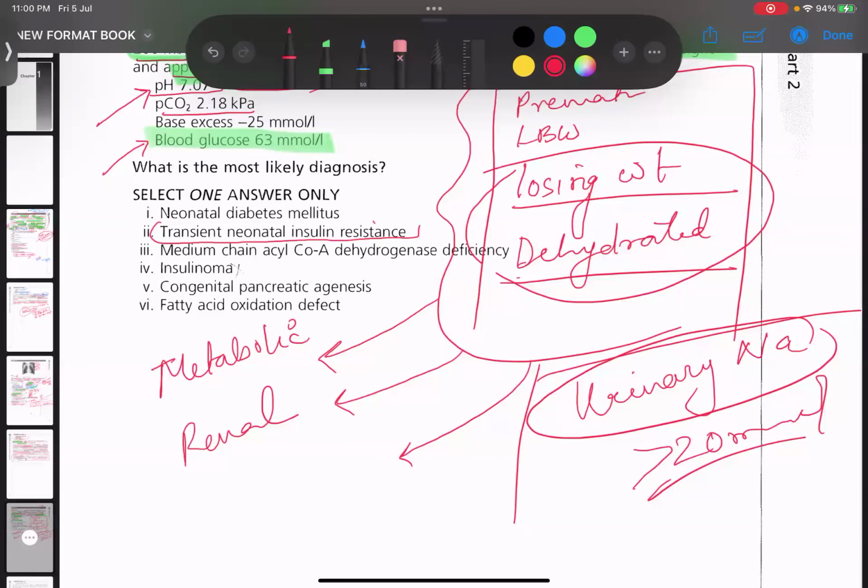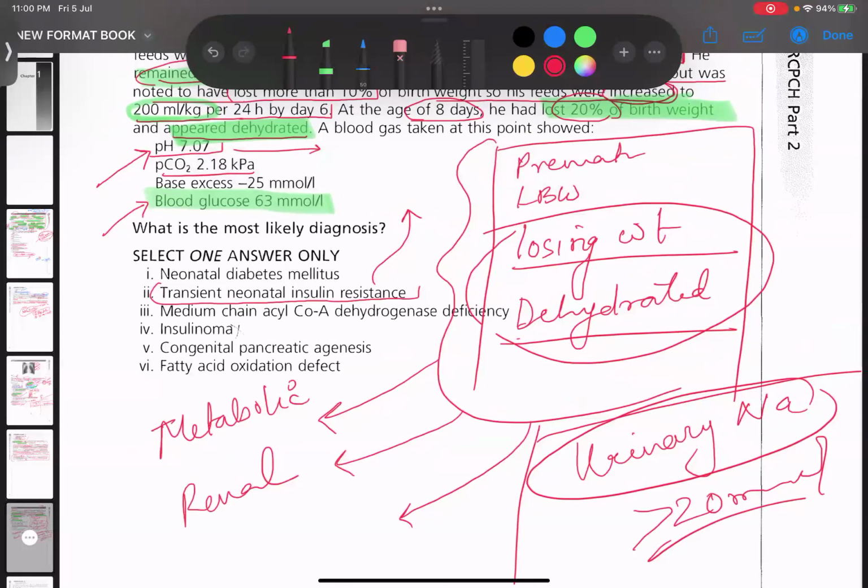But this is a bit unlikely, given the history of his birth weight. That's the first thing. And the second thing is that usually, if it is transient neonatal insulin resistance, by 1 week it would get normal. Transient, because it's only up to 1 week. At max, it goes to 2 weeks. Considering that, this is less likely. Then they said neonatal diabetes mellitus. Okay, we are keeping that in mind.